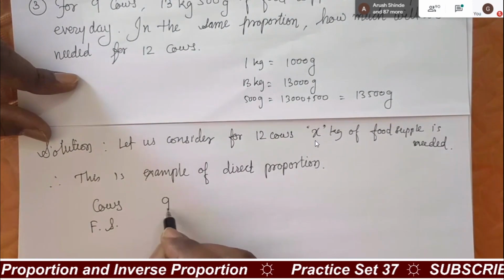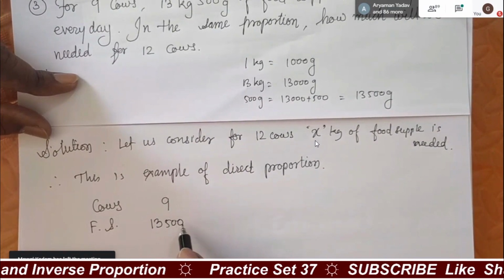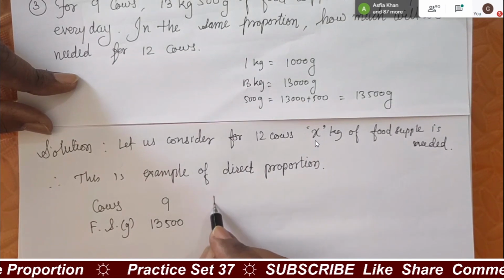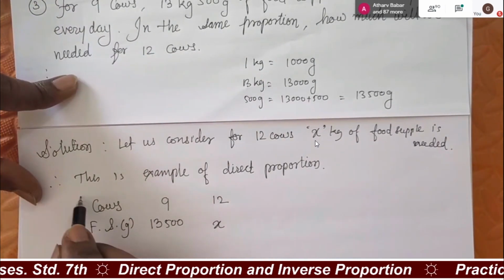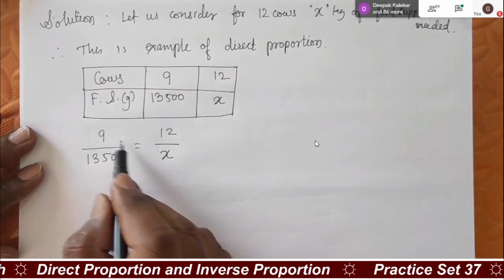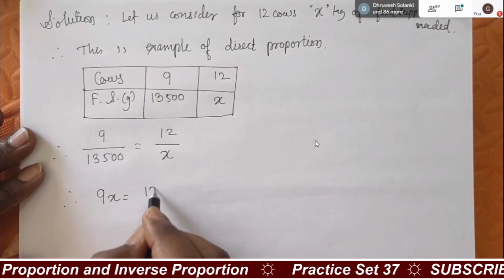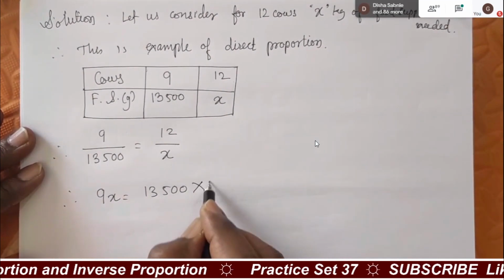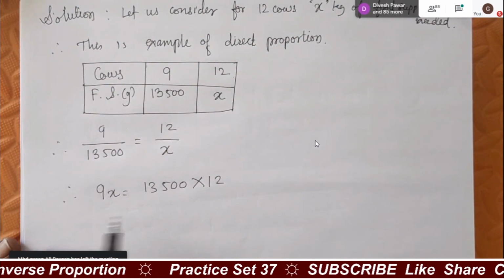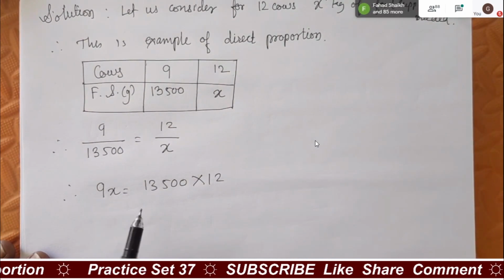Suppose 9 cows need 13,500 grams. In bracket you can write in grams, and here 12 cows, here x. Take these numbers in the form of fraction. Do cross multiplication: 9 into x, 9x, equals 13,500 into 12. Along with x, 9 is there, therefore we will divide on both the sides by 9.